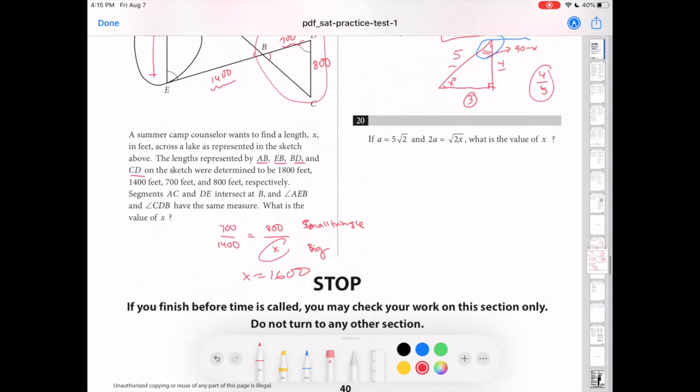Alright, last one, 20, plug and chug, solve for x. SAT loves to round it off with a solid check on whether you know your algebraic manipulations well. And so we can just solve that real quick. This one, a equals 5 times square root 2. So 2 times 5 square root 2 equals square root 2x. Okay, and basically after solving, you should be able to get 100. My work is here. You can check yourself.